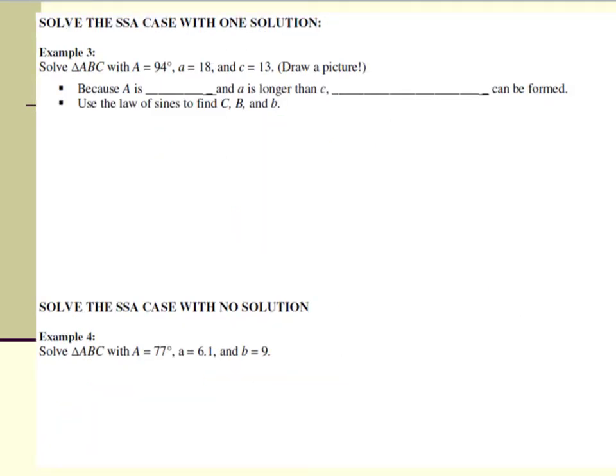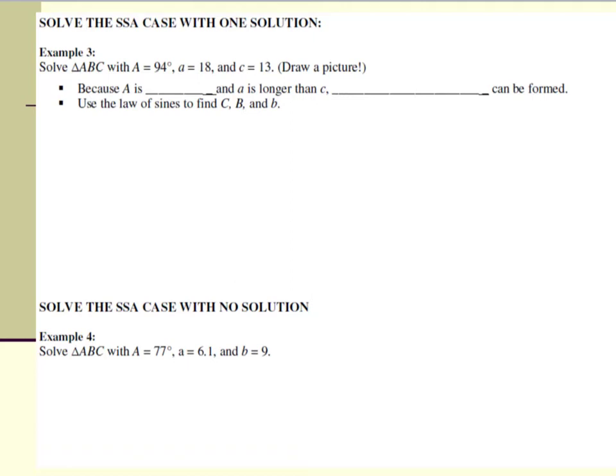Okay, let's look at the next slide here. So we're going to solve a side-side-angle case with one solution. So these sometimes have one solution, they sometimes have no solution, and then they sometimes have two solutions. And we'll talk more in class about how you tell how many solutions there are going to be.